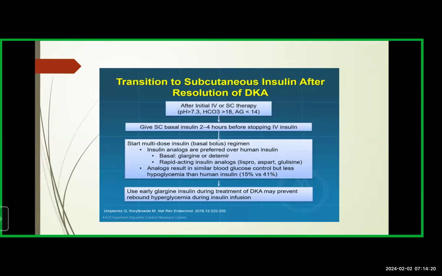Okay, so after that initial intravenous therapy, it's important we give these patients subcutaneous basal insulin. An example of that is glargine or detemir. Now, it's also important for us to know that analogs result in similar blood glucose control, but they actually give less hypoglycemia compared to human insulin.